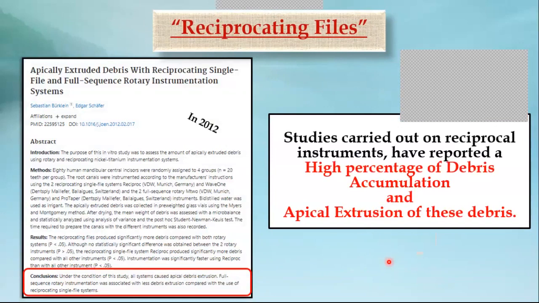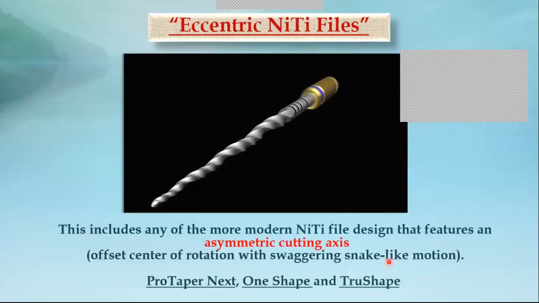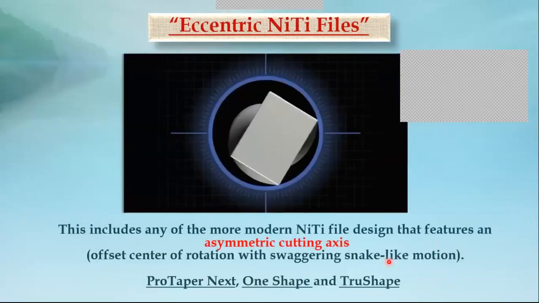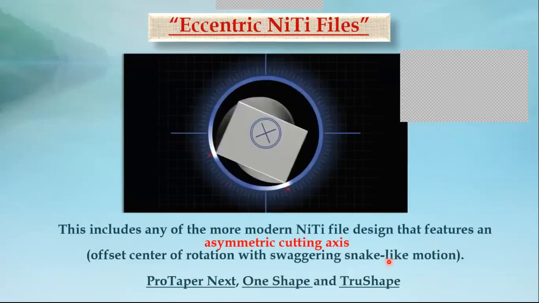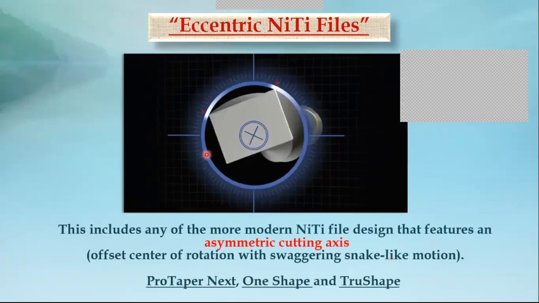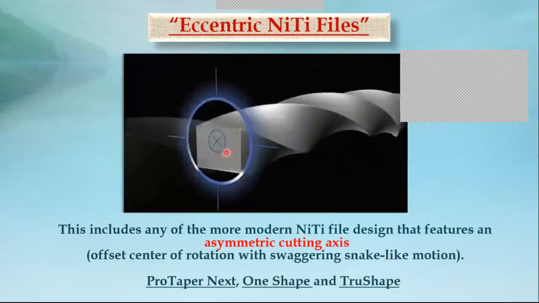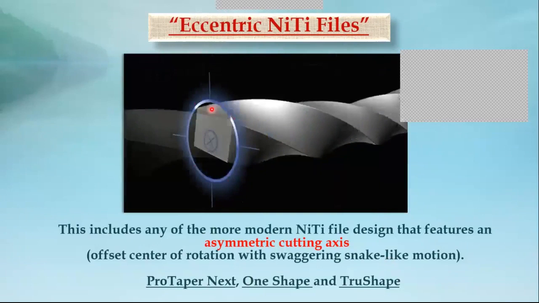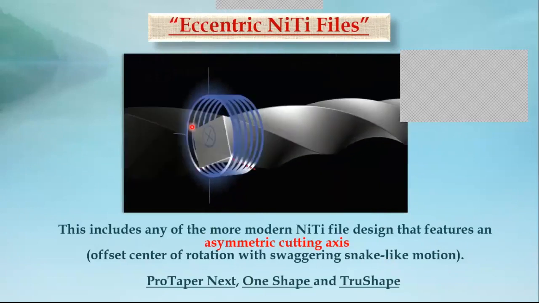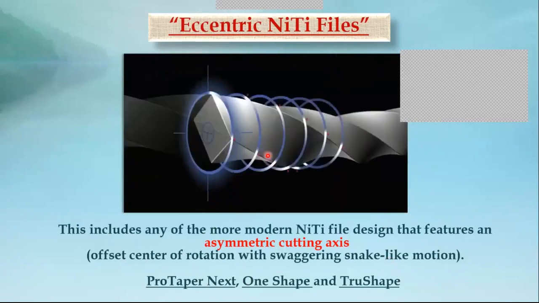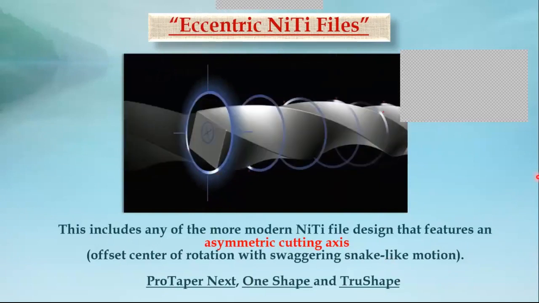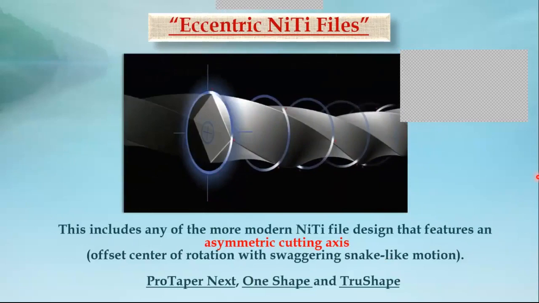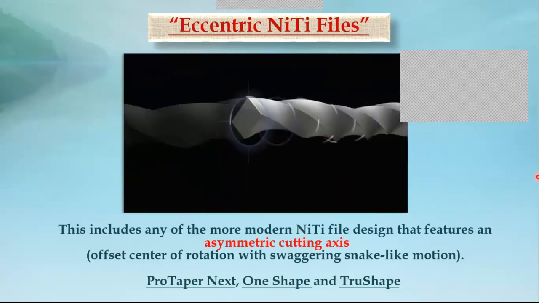Then came the eccentric design files. These are file designs that have an asymmetric cutting axis, an offset center of rotation. The axis of rotation is not centered inside the file, as we can see here. When two cutting flutes are touching the root canal wall, the other two are free. This resulted in what we call the swaggering motion, the snake-like motion. The file moves inside the canal like a snake.